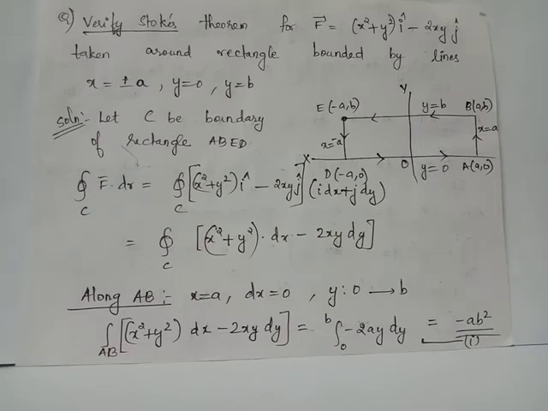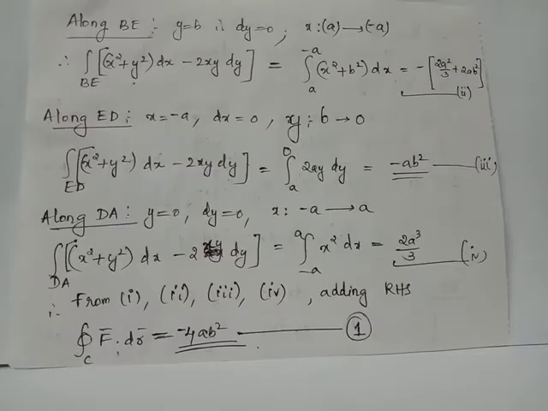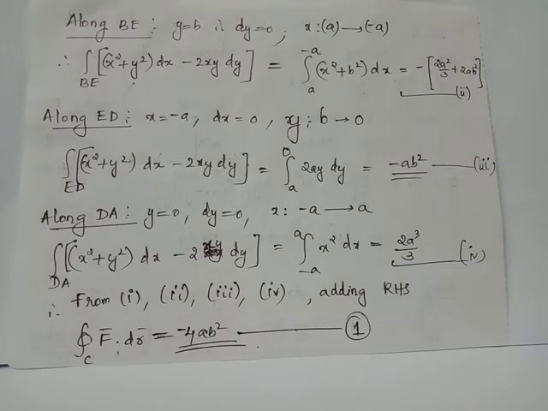Here we have the equation x equals minus a, which gives us dx equals 0. Since it is a vertical line, the variation will be along the y direction. We have y varies from b to 0. In this general expression of line integral, we will give x equals minus a, dx equals 0 and y varies from b to 0. Thus we obtain the line integral along the side ED as integral from a to 0 of 2ay dy, which gives us negative ab square as the answer.